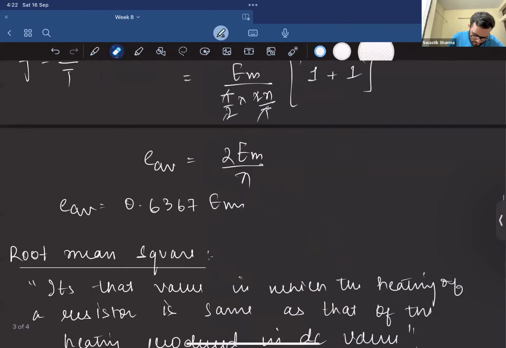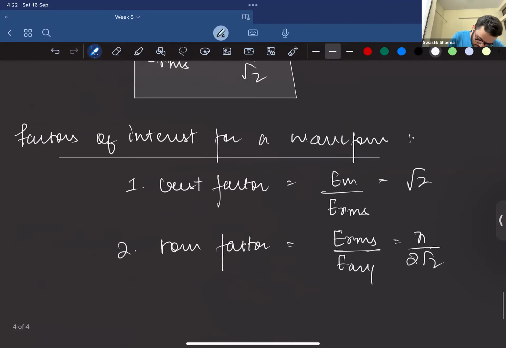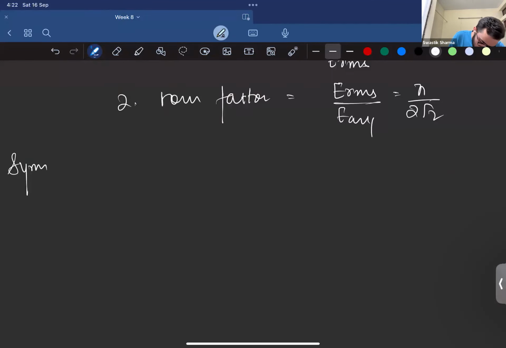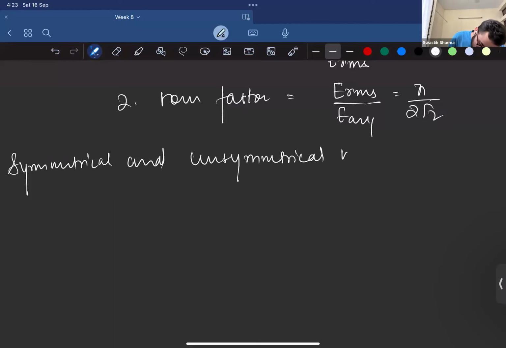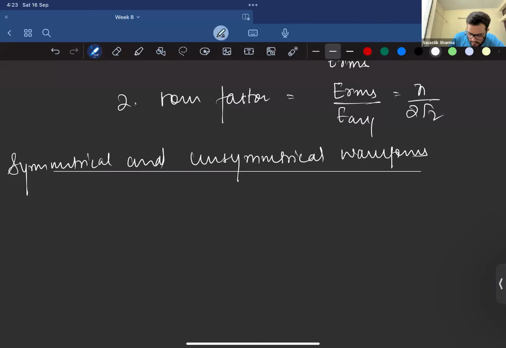One more thing before taking doubts: symmetrical and unsymmetrical waveforms. So symmetrical waveforms, as I already told you, are those where the area under the positive half is equal to the area under the negative half, right? So that's what we mean by a symmetrical waveform.